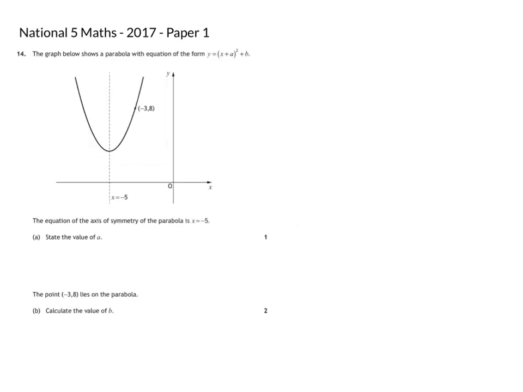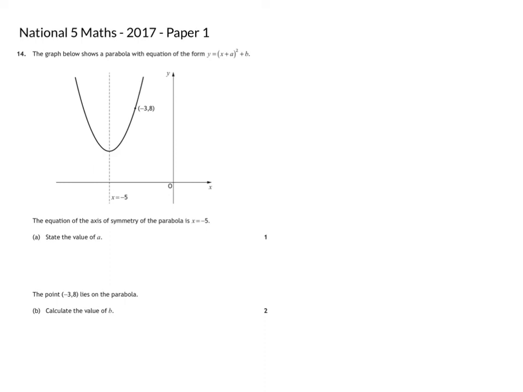Right, so we've got question 14, which is a parabola. The graph below shows a parabola with the equation of the form y equals x minus a all squared plus b. We know the axis of symmetry is x is negative 5, and we need to find the value of a. So for part A, it's saying state the value of a.